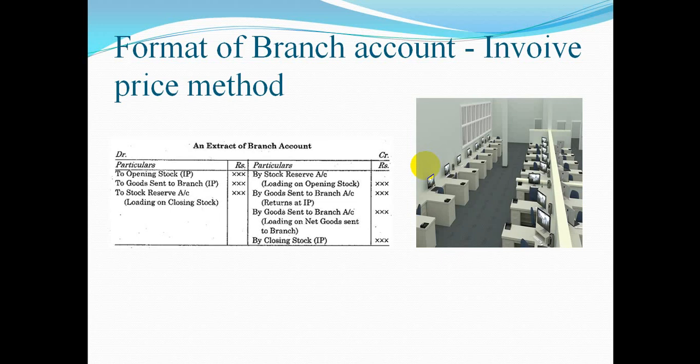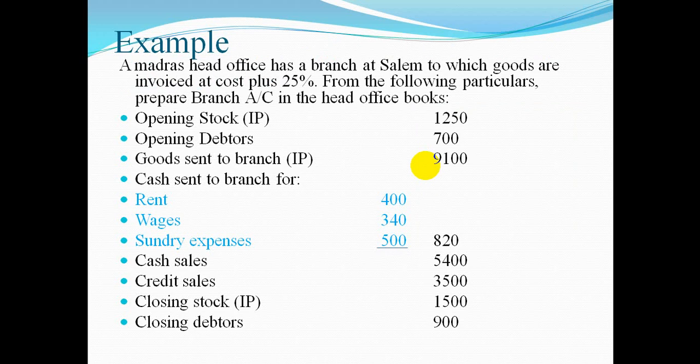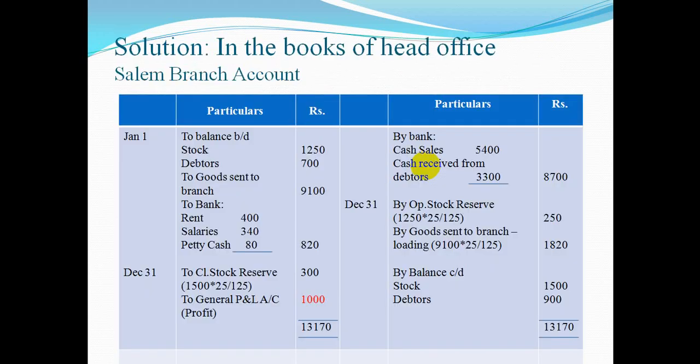The next is, we will see one example. A Madras head office has a branch at Salem. Now we can see the debit side, it's a balance brought down and these are the opening balances of assets. The first one is stock 1250 and then debtors 700. So these 2 items are opening balances of assets. And the next one is to goods sent to branch. These goods are sent by head office, that is 9,100.